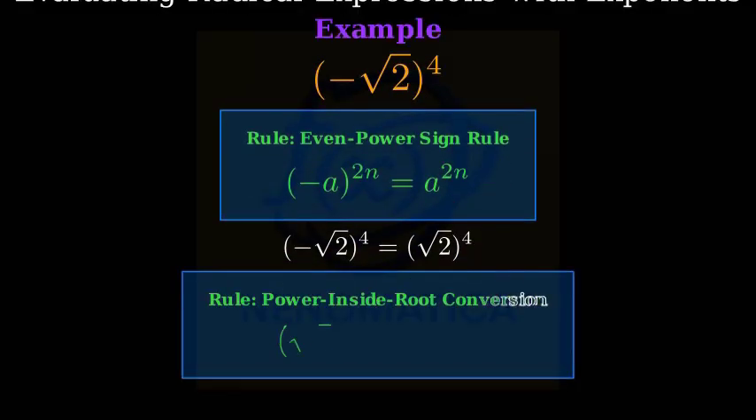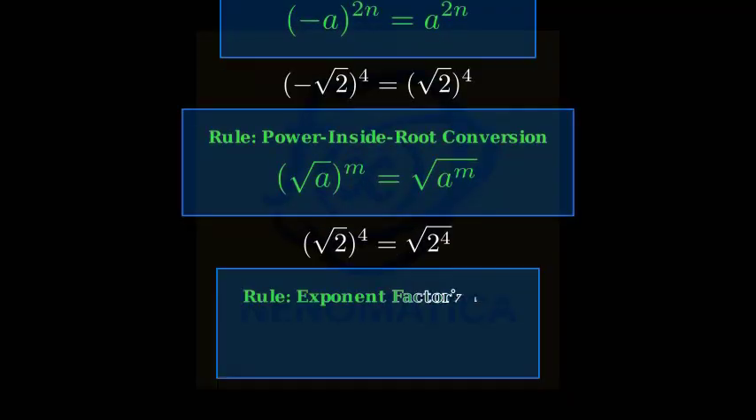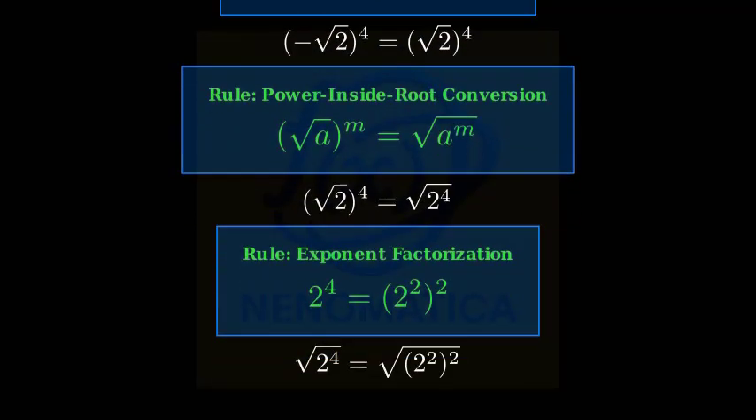Next, we'll apply a property of powers and roots. When we have a root raised to a power, we can rewrite it as a root of that power. In this case, square root of 2 raised to the 4th power equals the square root of 2 raised to the 4th power. Now, let's evaluate the power inside the radical. 2 to the 4th power equals 16. But we can also write this in a different way. 2 to the 4th power equals 2 squared. This will help us in the next step.